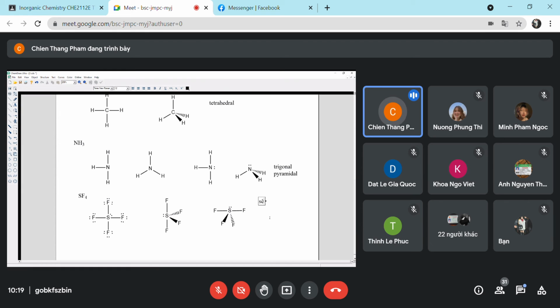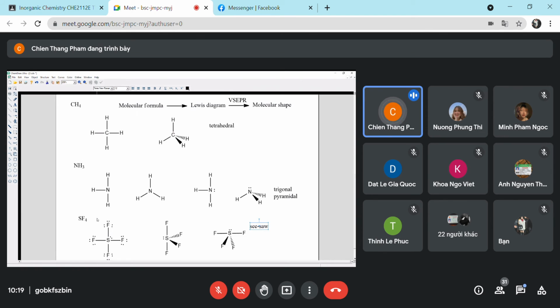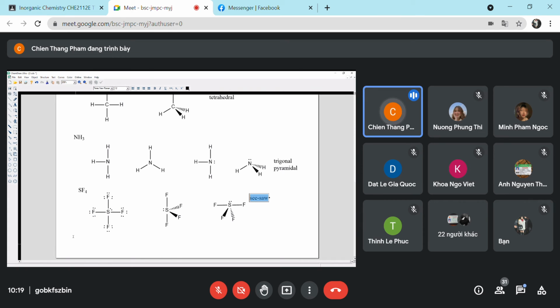So I showed you the steps for how you can determine the shape of molecules. To be sure that you draw the correct Lewis structures, and then from the Lewis structures you can use VSEPR to infer the molecular shape of the particular chemical species. And then the last one is IF4 minus.